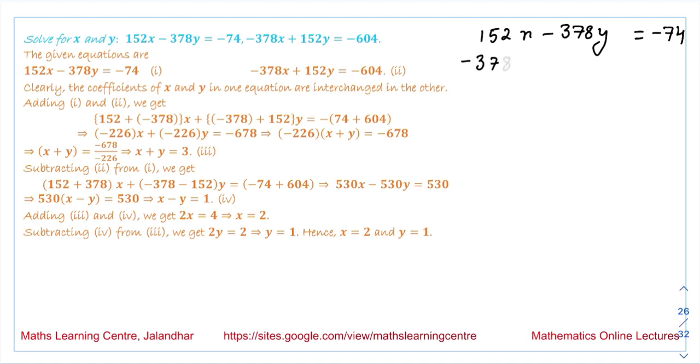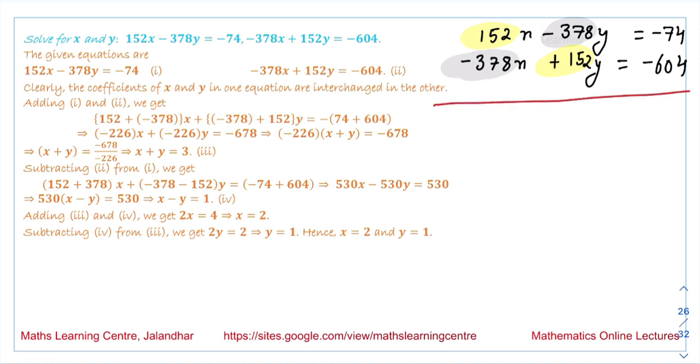Minus 378x plus 152y is equal to minus 604. Again, these two coefficients are the same, and these two coefficients are the same. So first we are adding these two equations. On adding these two equations, you will get minus 226x minus 226y is equal to minus 678.